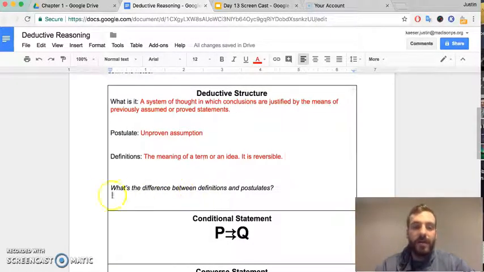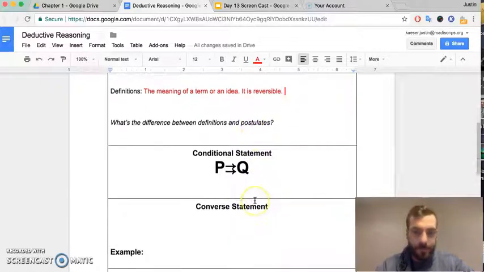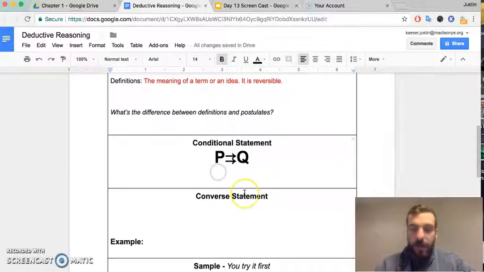So real quick, pause the video and write down: what is the difference between definitions and postulates? If you can't answer that question, rewind. So thanks for pausing. I hope you wrote down something well. I'll look for that, and we'll talk about that on Tuesday.